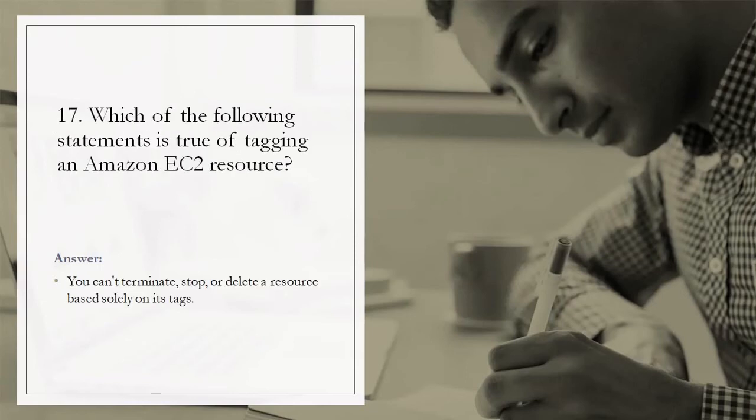Question number 17. Which of the following statements is true of tagging an Amazon EC2 resource? Answer. You can't terminate, stop, or delete a resource based solely on its tag, because you can assign tags only to resources that already exist. You must specify the resource identifier.